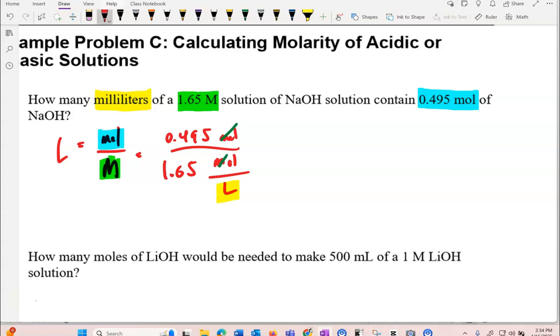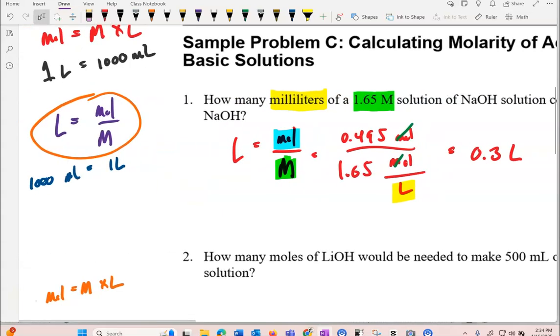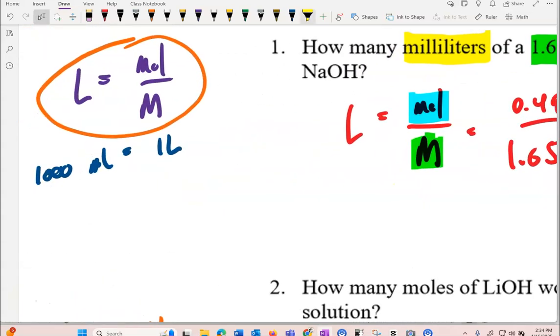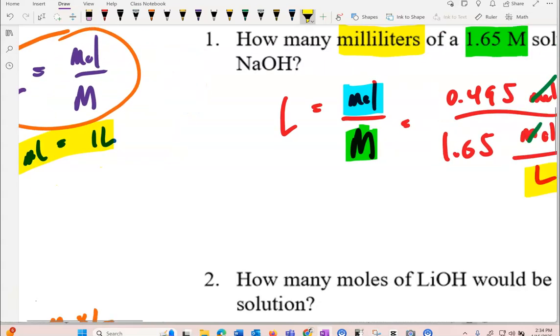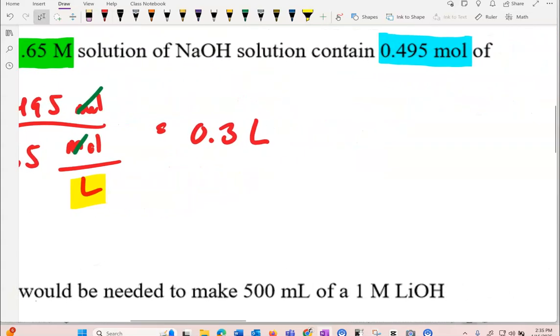It's not quite the answer, but we're close. We're going to say 0.495 divided by 1.65, and this is 0.3 liters. Now this would be the answer, except it's specifically asking us for milliliters. Here's this little piece of information that we have, and it tells us that 1,000 milliliters is equal to 1 liter. So to get this into milliliters, I'm going to add one more step, and ask how many milliliters is the equivalent of 0.3 liters.